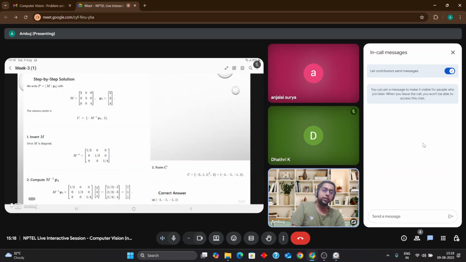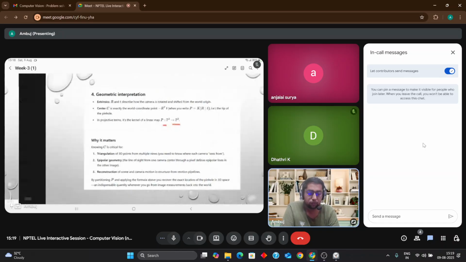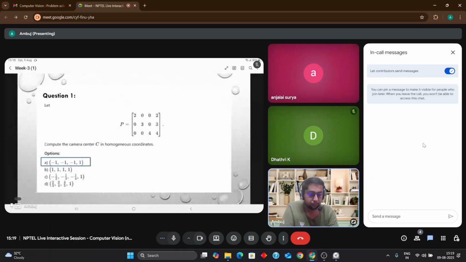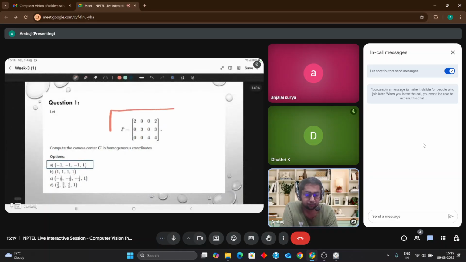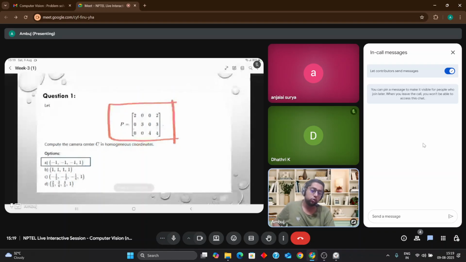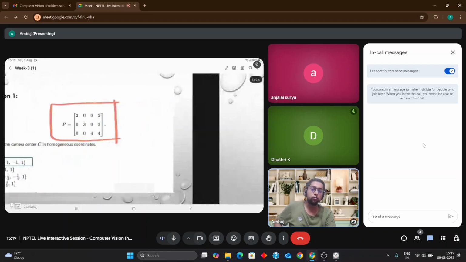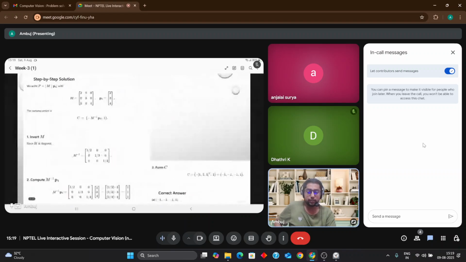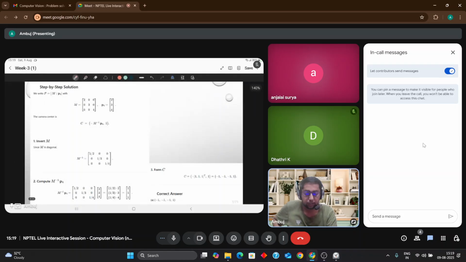The P matrix is already given to you. Partition it into M and P4. If P has been given in the question, you just have to partition it. The first partition M will be the diagonal matrix with 2, 3, 4. Then P4 is the second partition. It will be 2, 3, 4.